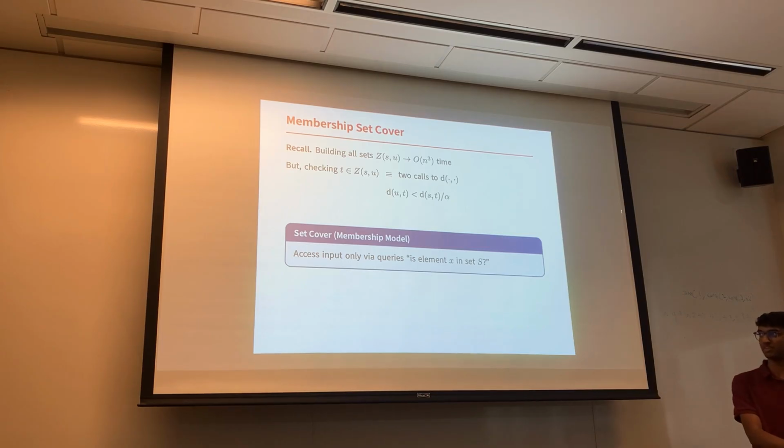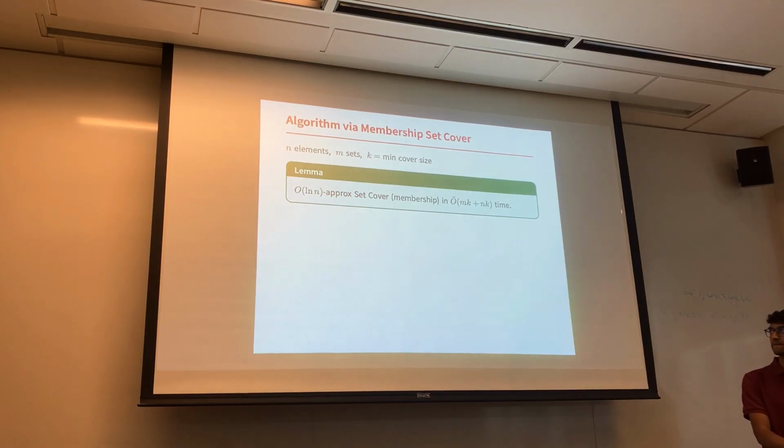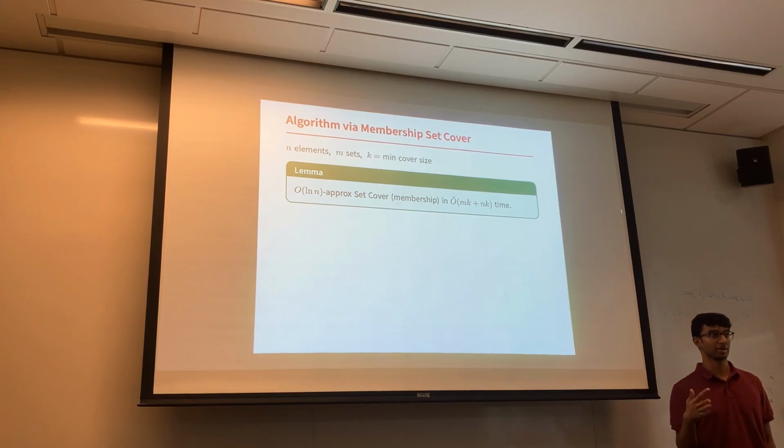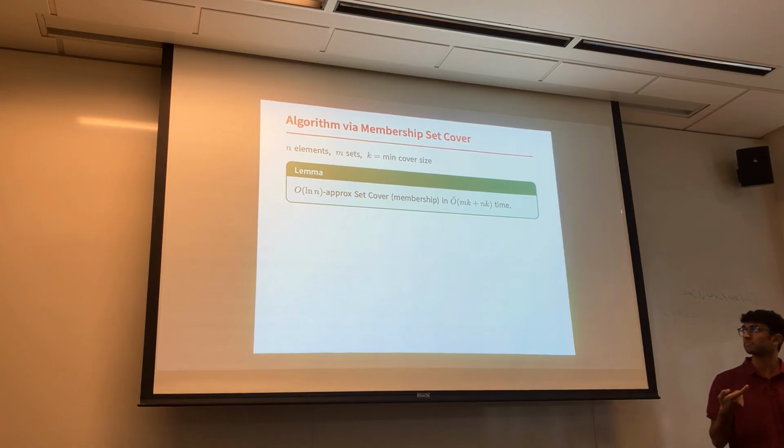The question is, can we design fast algorithms for set cover in this membership model? Turns out the answer is yes. If I'm given an instance of n elements, n sets, and where the minimum cover size is k, our main lemma here is that we can build a log n approximation to the optimal set cover in this membership model in time that looks like mk plus nk.